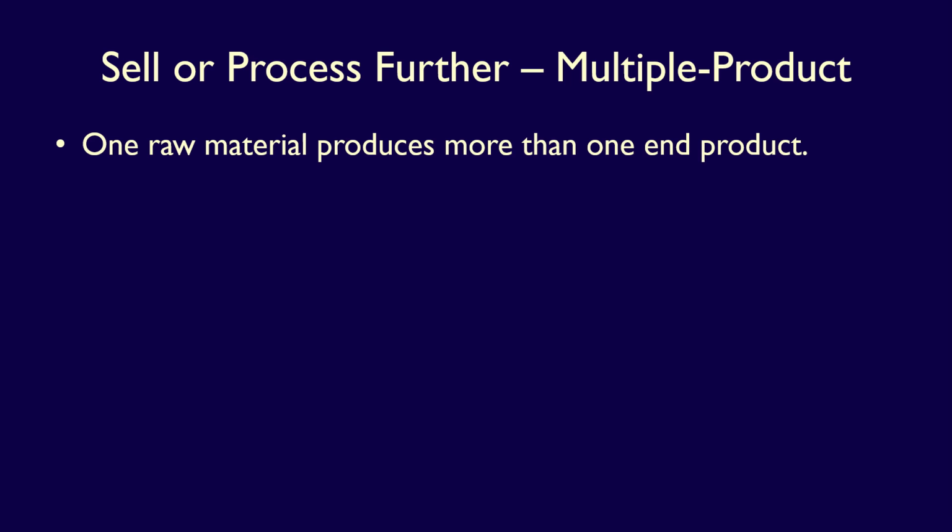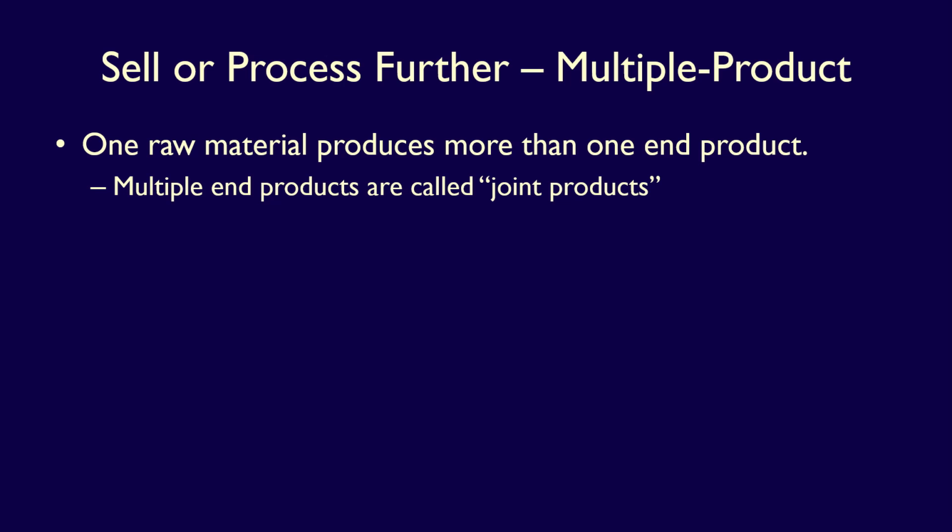What does this look like when there are multiple products? In this case, one raw material can result in several end products. For example, apples may be processed into either bags of apples, applesauce, or canned apple pie filling. These multiple end products are called joint products because they are jointly produced from one raw material.